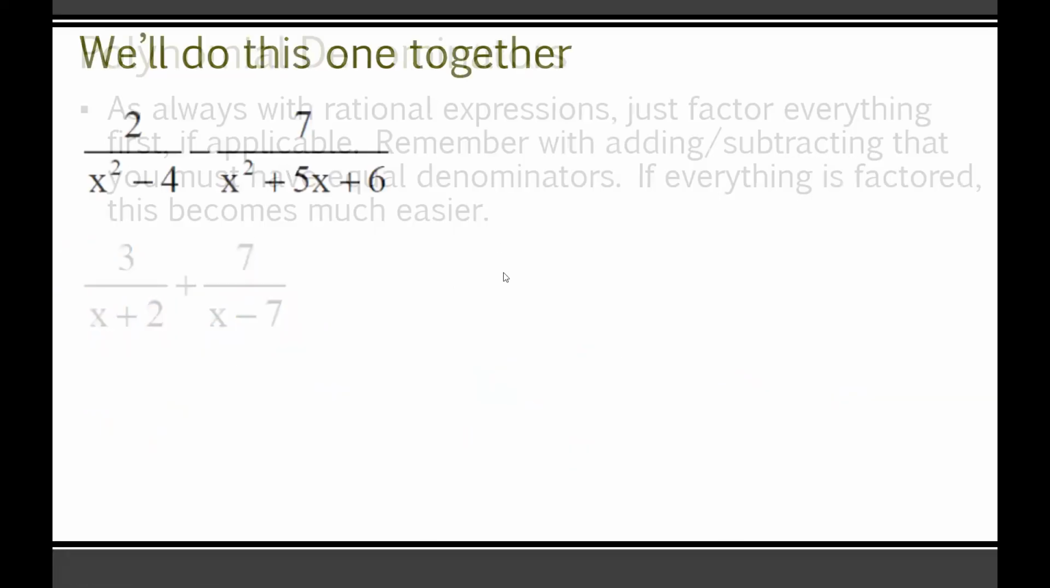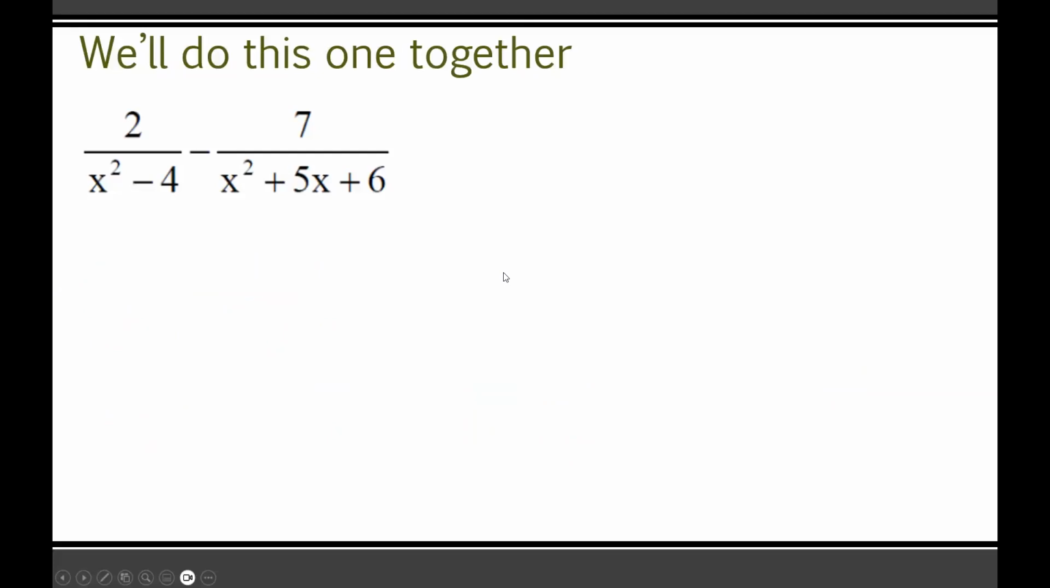Let's see what else we can throw at us. Okay, yeah, here we go. This is more in line with what I want to see. So this next one, 2 over x squared minus 4 minus 7 over x squared plus 5x plus 6.